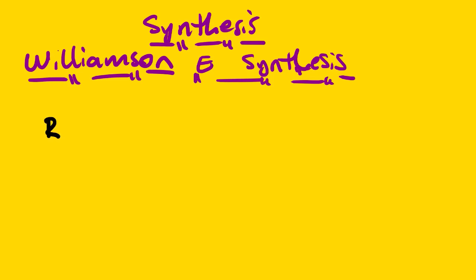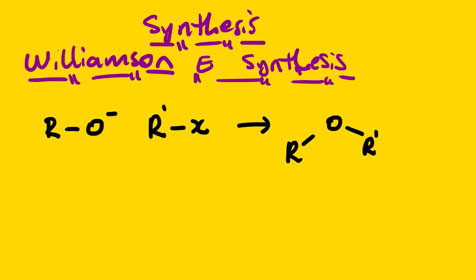The general mechanism for that is our alkoxide reacting with an alkyl halide to form an ether, and we have our halide ion. Basically, we are going to have a back attack by the alkoxide on the carbon bearing the leaving group. And by the way, this is an SN2 mechanism. Williamson uses the SN2 mechanism.